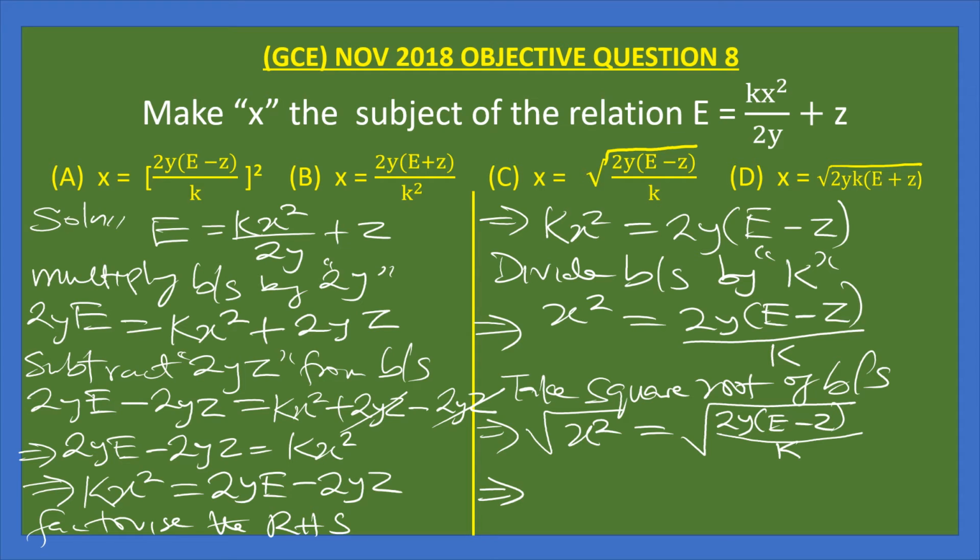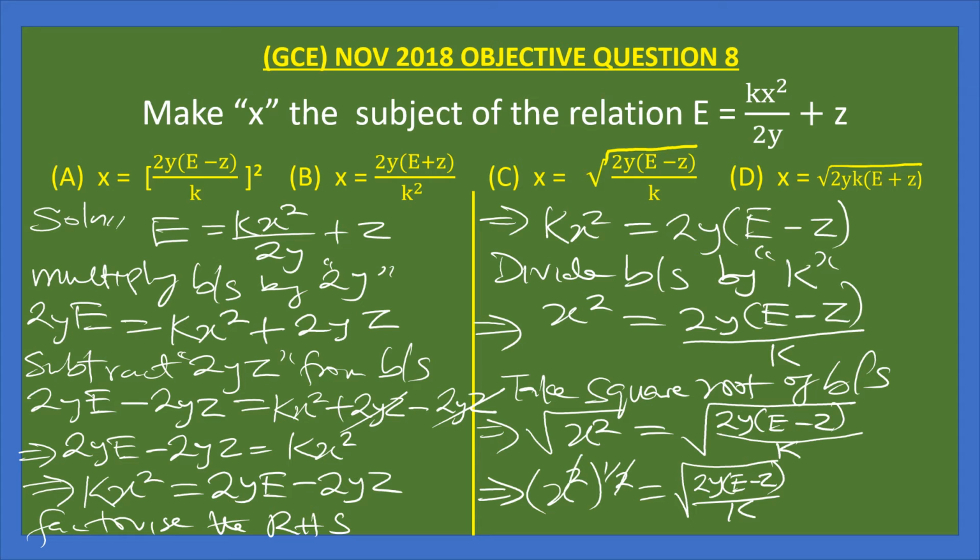Remember, this expression is the same thing as x squared all raised to power what? Half. This square root sign here is the same thing as writing x squared raised to power half. Okay, so this is now equal to what? Square root of 2y into e minus z over what? K. What will now happen?